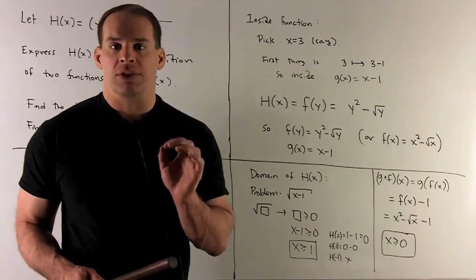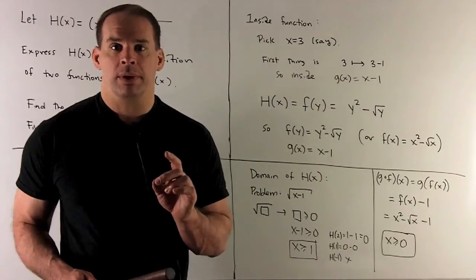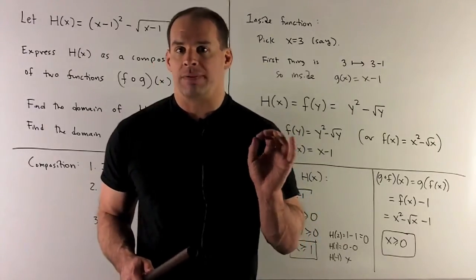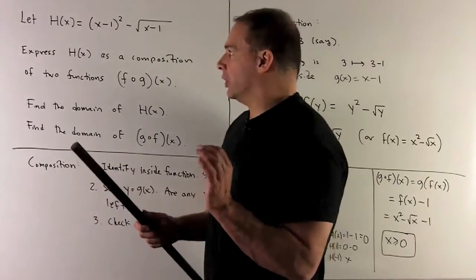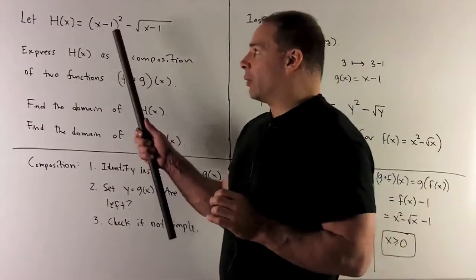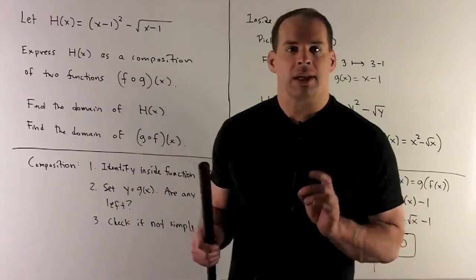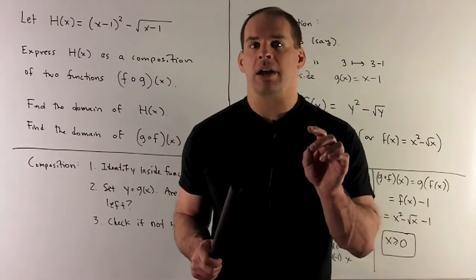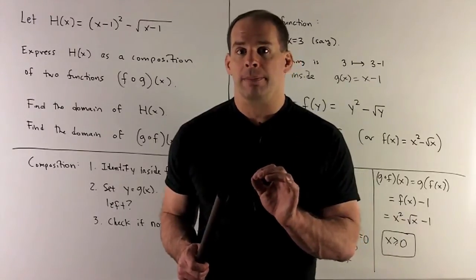Next step, we want the domain of h of x. The idea is we have to figure out where the issue is going to be in our function. If I just put an x in, what happens? I evaluate (x minus 1) squared. That's not going to be a problem. I can put any x into (x minus 1) squared. I get a sensible number out.